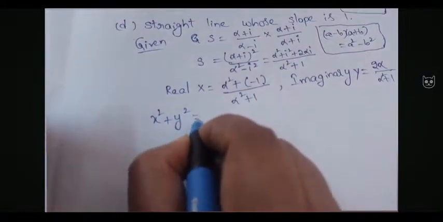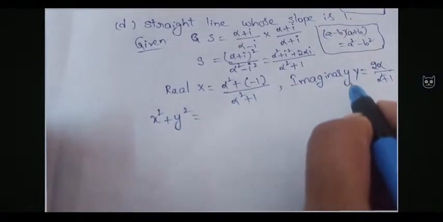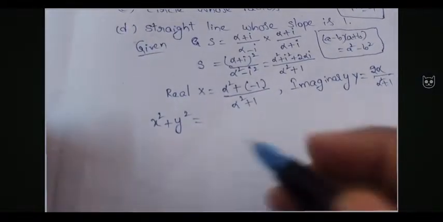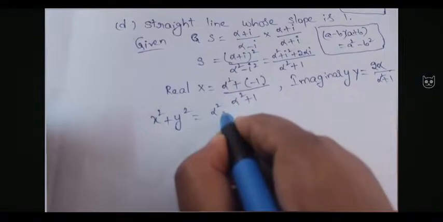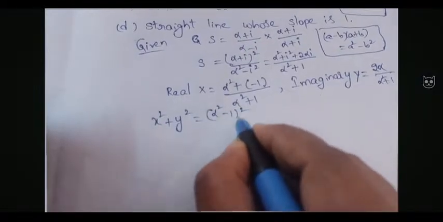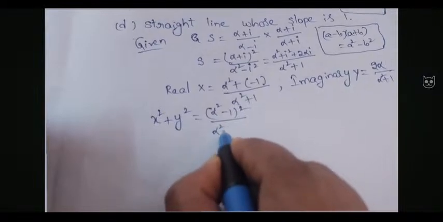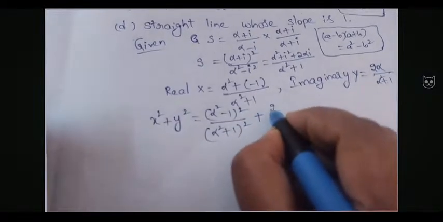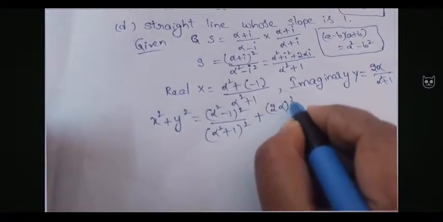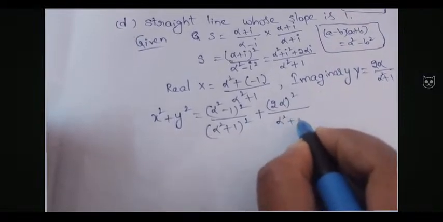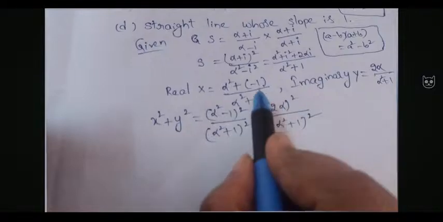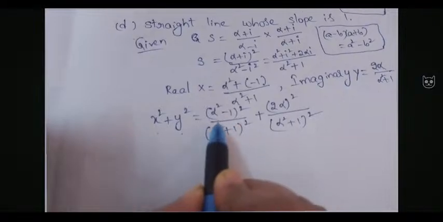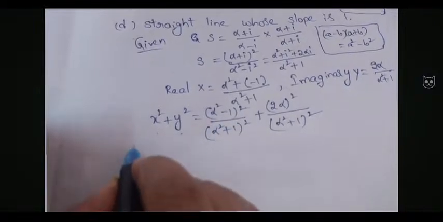When I add this x² and y², what do we get? We check. x² is (α² − 1)²/(α² + 1)², and y² is (2α)²/(α² + 1)². So now I substituted the x and y values in the x place and y place. Now it is in the form of (a − b)². Expand this one.